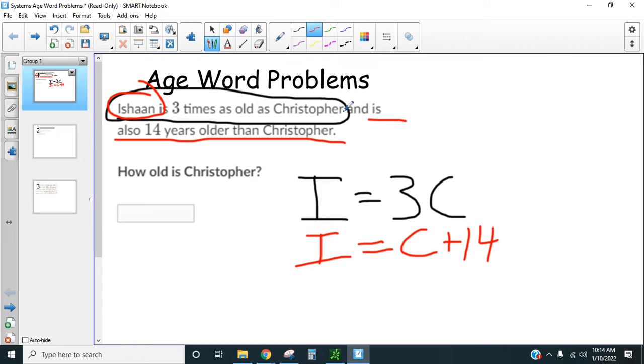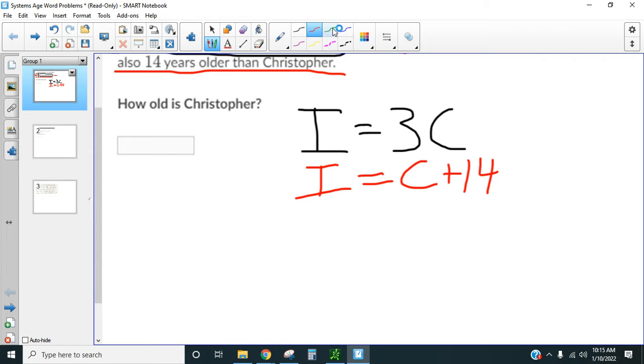Okay. Now, how can we solve this system of equations? Is it more useful to use elimination or substitution in this case? Elimination, we would add or subtract the equations, right? And then substitution, we would plug in for something. If I was solving this system, what do you think would be most effective? Substitution. Here's why substitution would be best.